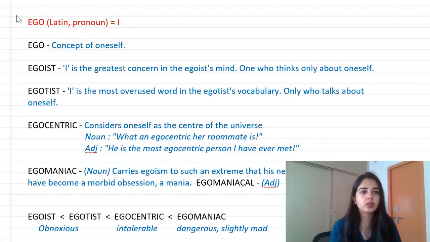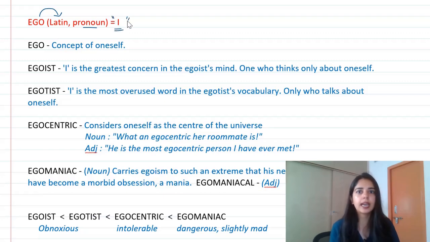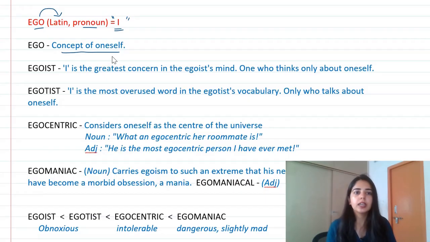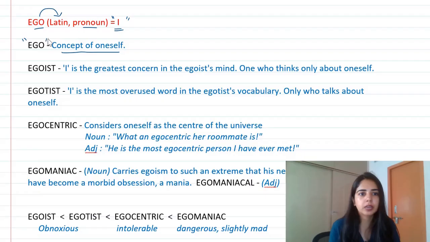Now ego is a root word which has been taken from the Latin language. It is a pronoun in Latin which means I. जैसे हमारा English में pronoun होता है I, उसी तरह in Latin the pronoun for I is ego. Now ego in the English language has been converted into a concept of oneself. I, which means I, me, myself. Now the concept of oneself, that has been termed as ego in the English language.